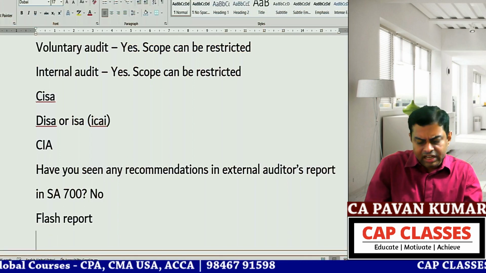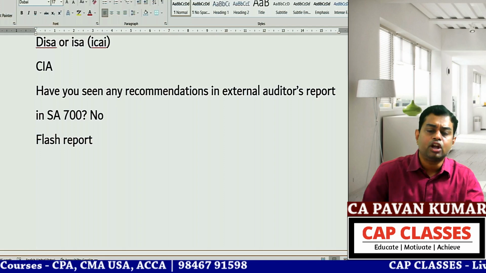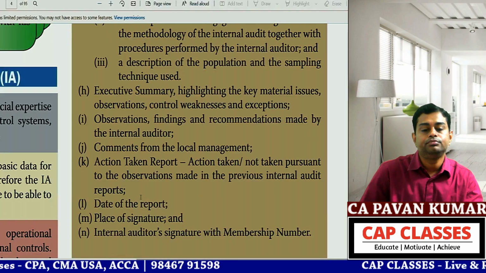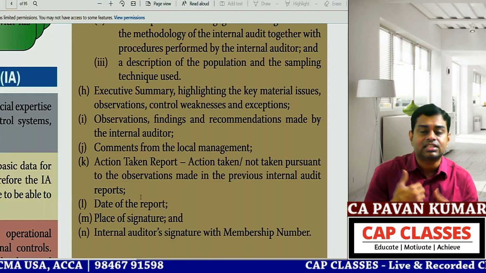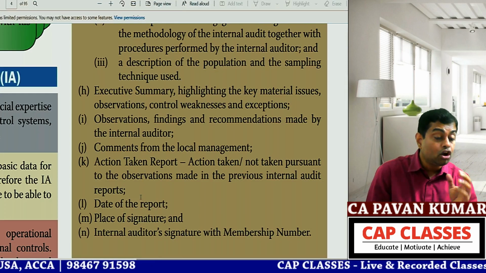What is flash report? I'll tell you. It will come in management operational audit. Flash report: basically this is a summary of the text. It is called executive summary.